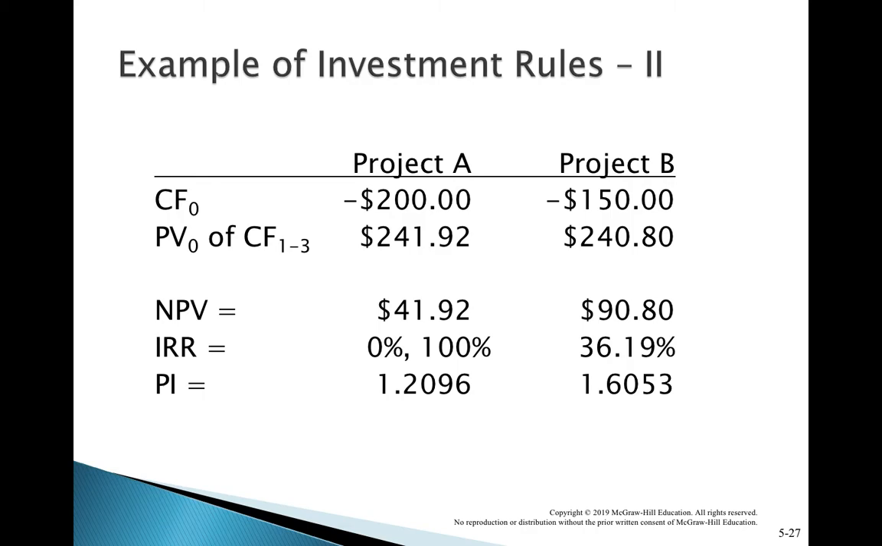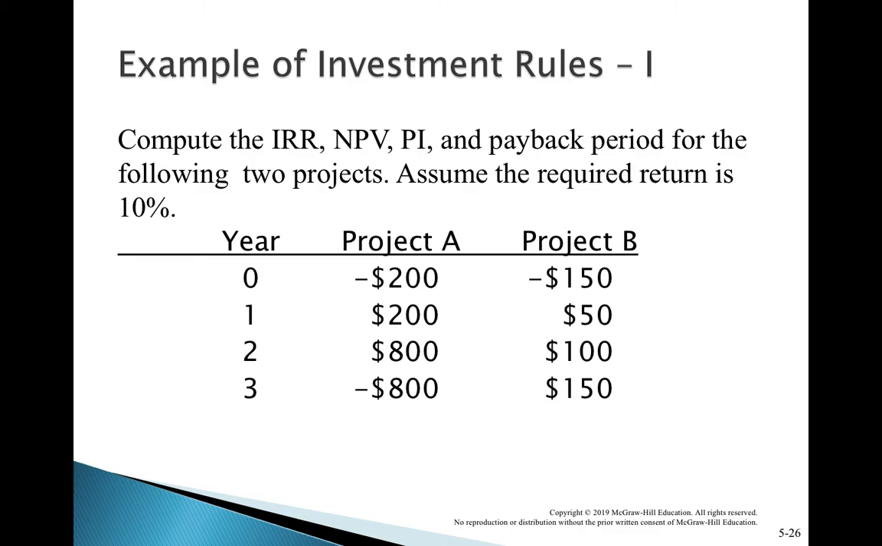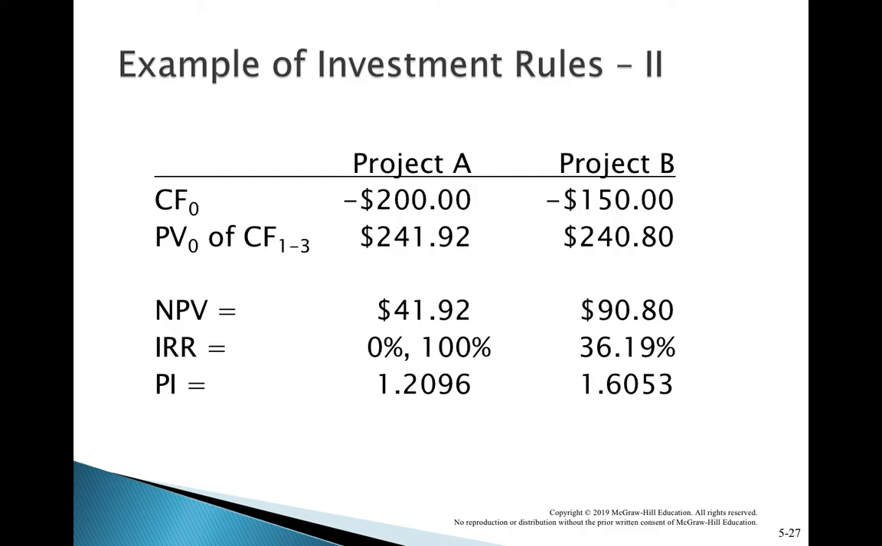Cash flow project A, project B, total cash flows, cash outflow. Present values of cash inflows 1 to 3 to 41 to 40 for project B. NPV of project A is 41.92. NPV of project B is 90.80. So project B should be accepted. IRR, you see here, IRR of project A is multiple. One is 0%, one is 100%. Why? There are multiple sign changes in project A. So IRR is not appropriate. PI, project A is 1.20, project B is 1.60, project B is good.